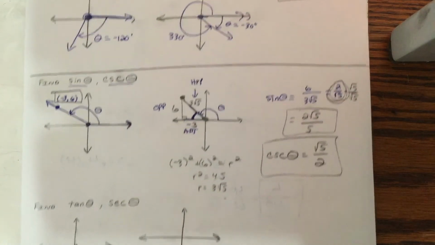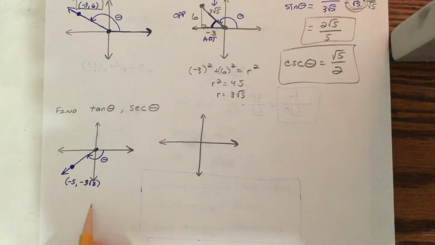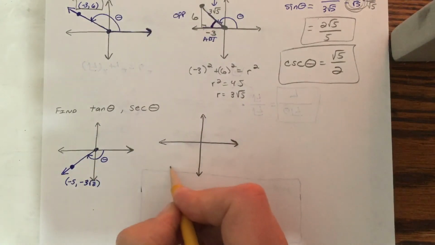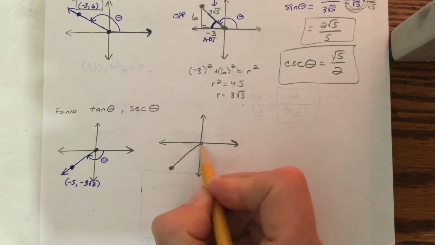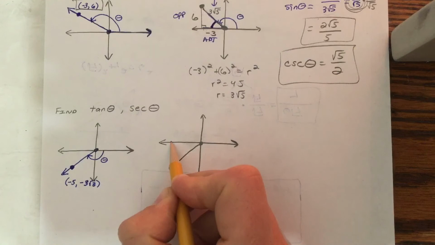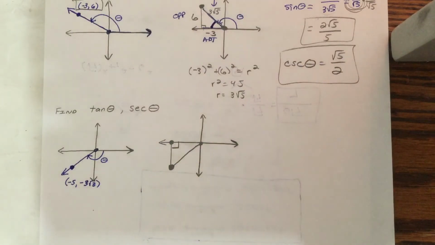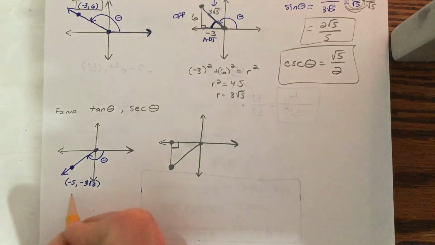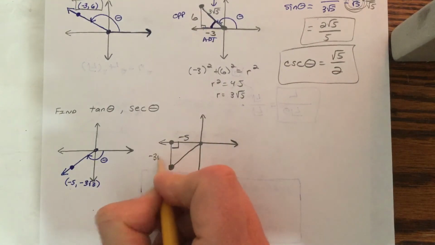Working through another example, same idea here. We want to find tangent and secant given this. So here we have theta. I'm going to put that point in the third quadrant. I'm going to draw a line to the origin, draw a line up in this case to the x-axis. So it's always from the point to the origin, from the point to the x-axis. That forms that right angle. The x-coordinate is -5. The y-coordinate is -3√3.